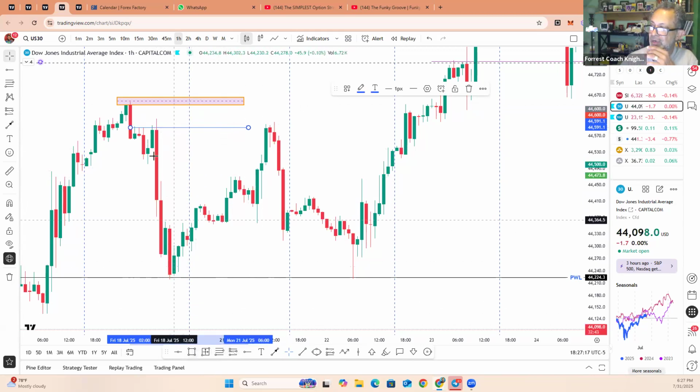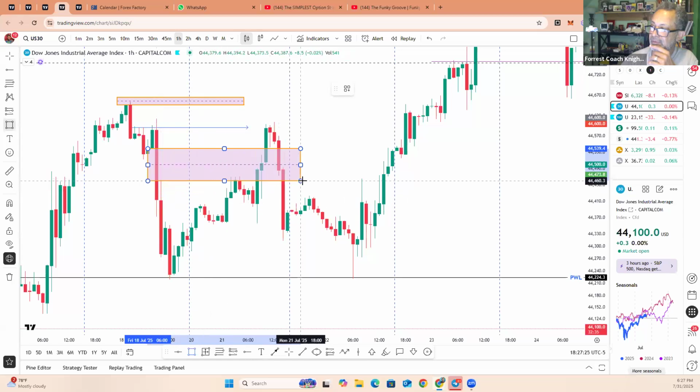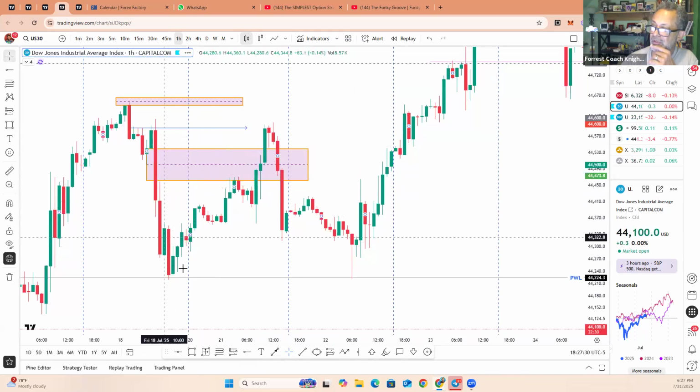I'm walking through this with you guys because this is the stuff that I see. So I've got a fair value gap right here. So I'm down here in the basement. I'm like, okay, I'm going to enter this trade. I see I had an inverted hammer. I've got a hammer candle. I'm going to go ahead and get in right here.